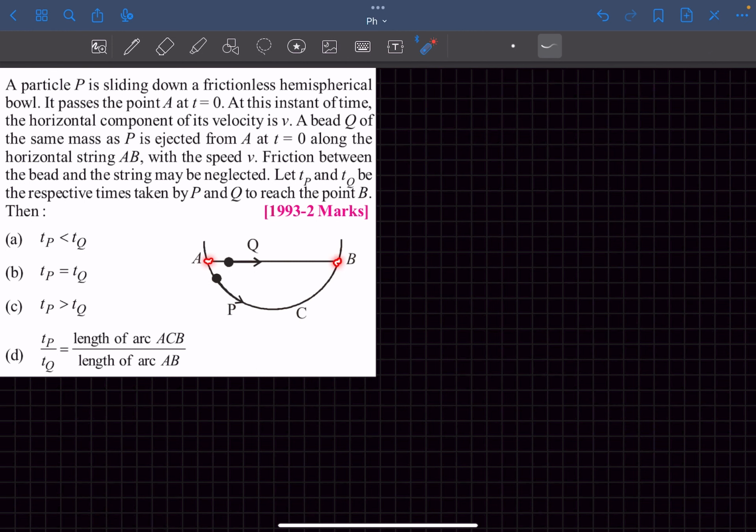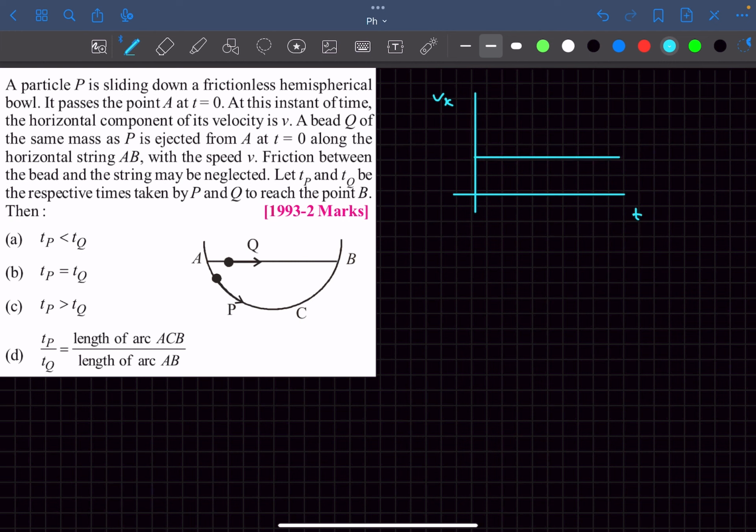So if I just draw a Vx versus T curve, then the particle Q will have a constant velocity of v throughout, right? And let's say this is the time it takes, and the time it takes is given to be TQ.